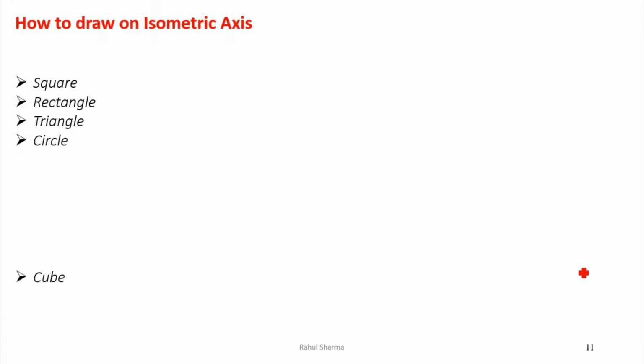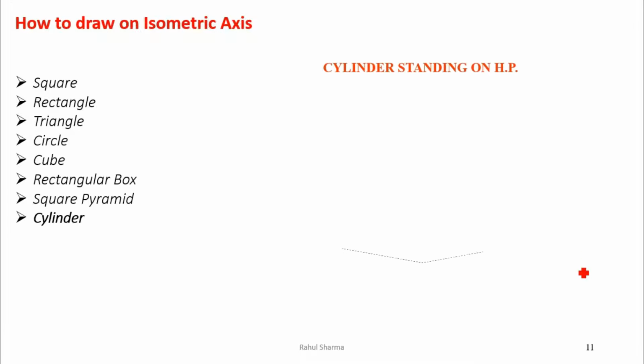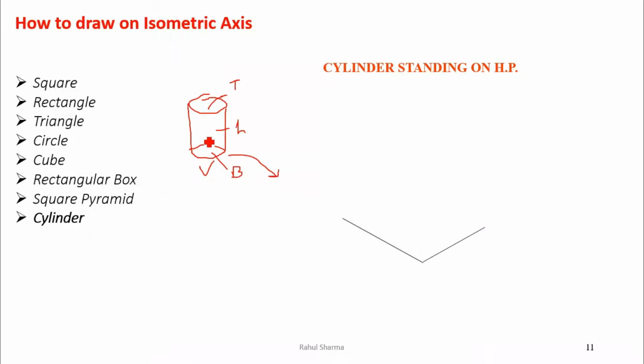Let's see one more example, how we make a cylinder in isometric axis. Now what is a cylinder? Whenever we have to make a 3D object, always break the object into 3 parts. A cylinder will have 3 parts: first base, then height, and then top. So what is at the base? A circle for a cylinder. In place of the circle we will draw the ellipse. Height, again vertical parallel to the z-axis, and again an ellipse at the top.